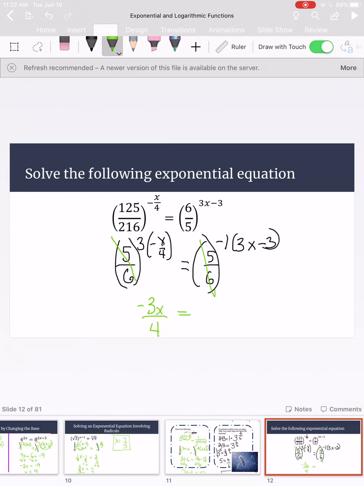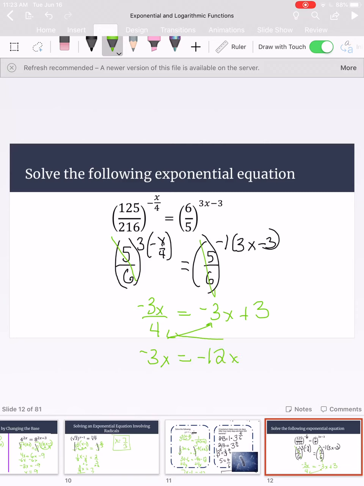And then I can distribute that negative. So -1 times 3x is -3x. -1 times -3 is +3. All right, and then from here, I can do this several different ways. I'm going to actually cross multiply this 4 just to get rid of this fraction.